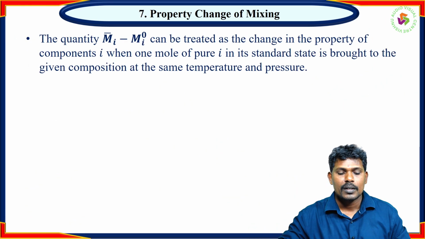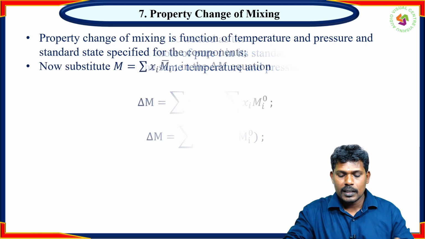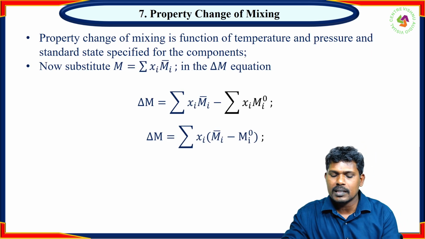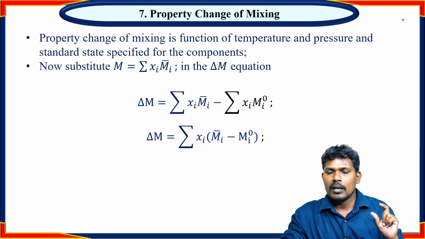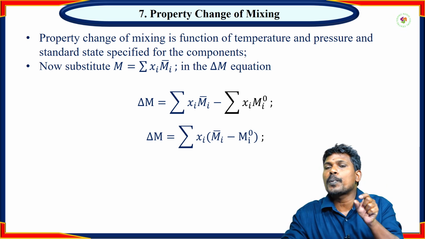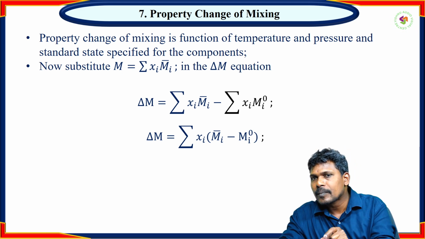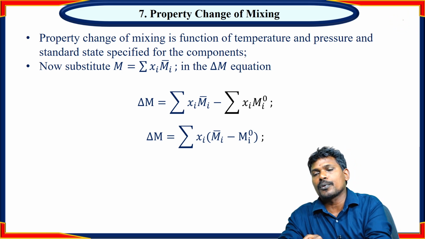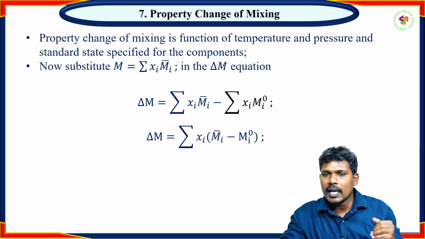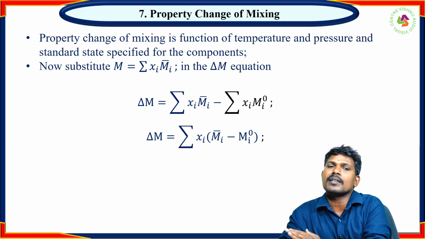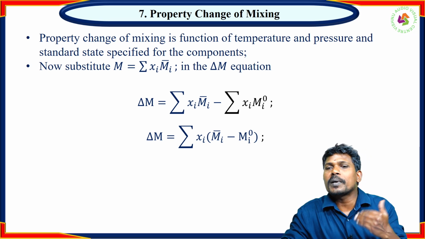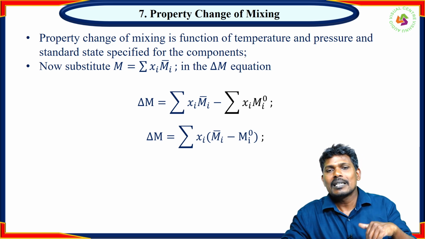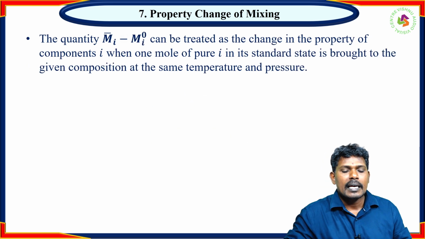This means the delta, the property change of mixing, is the summation of the partial molar property of a compound minus the standard molar property of that compound, multiplied with that particular compound's mole fraction. That total summation is the property change, meaning how much the property changed because of mixing or dilution.